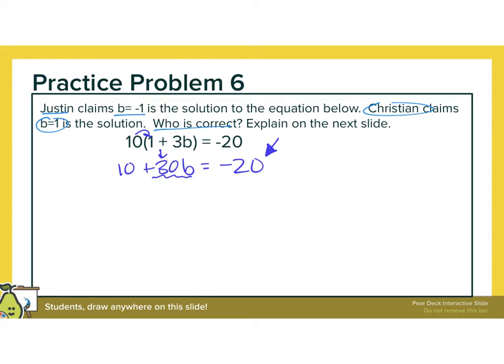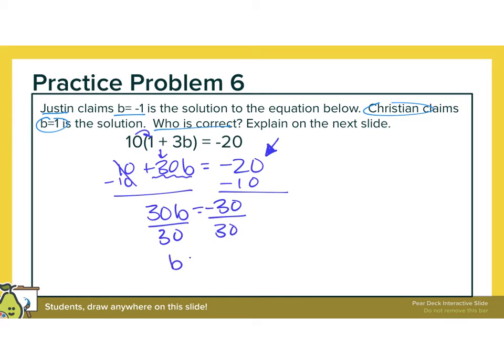So I need to get rid of this positive 10 by subtracting 10 on both sides. Bring down my 30b. Negative and negative, so I add and keep. Last step, isolate the variable by dividing. B, I get negative 1. Gonna check it. You either checked it or you plugged in both of their answers, okay? So now, instead of b's, I'm going to put negative 1s in their place.